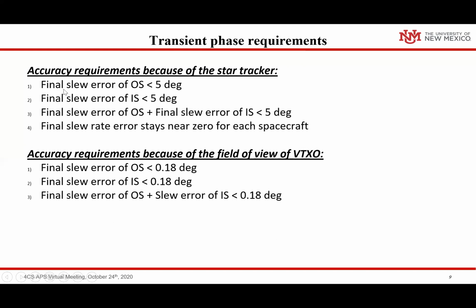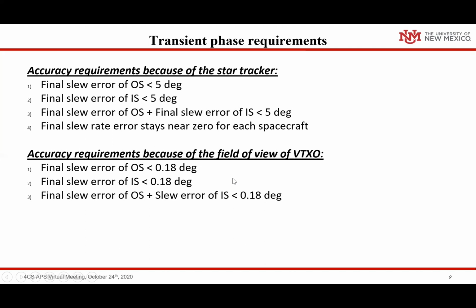The first requirement is that the final slew error of the optic satellite is less than 5 degrees. The final slew error of the optic satellite plus the final slew error of the imaging satellite is less than 5 degrees, and each spacecraft should have a slew rate error near zero to start the observation phase. As discussed, this is the phase before the observation phase.